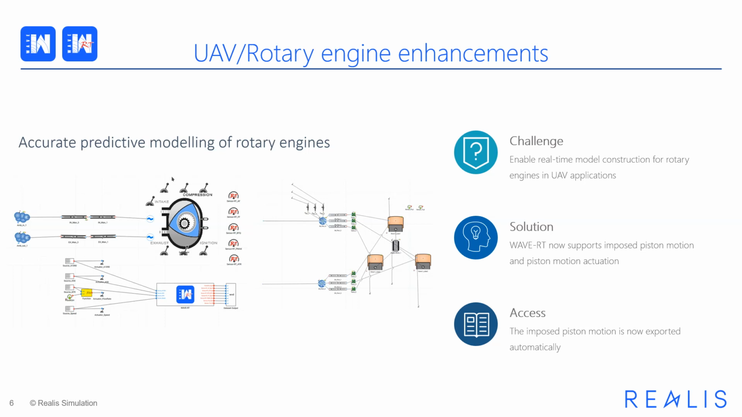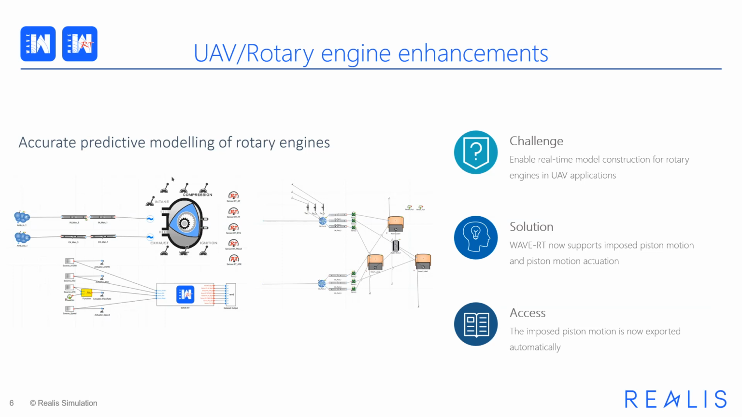Rotary engines play an important role in UAV applications due to their efficiency and compact design. WAVE offers robust and precise methods for modeling rotary engines using a straightforward three-chamber analogy. In this release, we have extended the modeling of rotary engine to enable it in our faster than real-time solver WAVE-RT. The key improvement which unlocks this faster than real-time modeling is the support of imposed piston motion and piston motion actuation in real time.